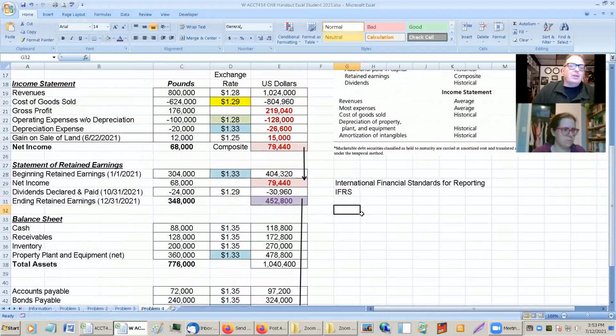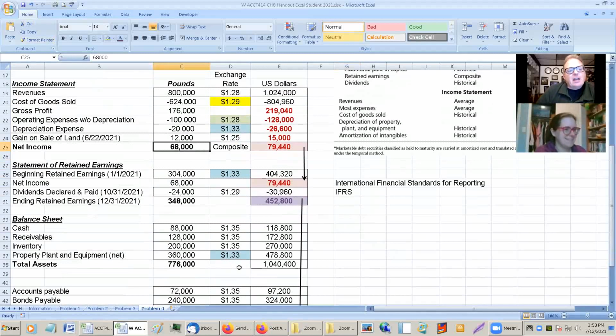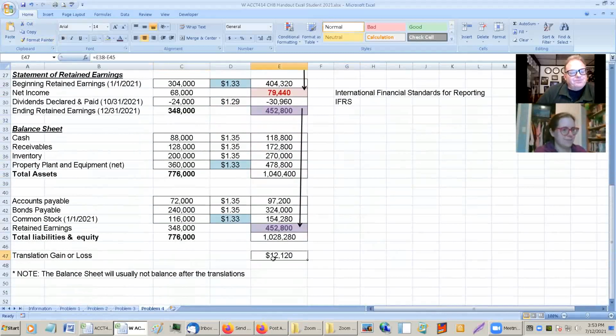You can have inventory using different methods, but in the United States, if you're using LIFO, you could translate these into LIFO. That would be even less fun than this. So, okay, well, those happen to come out pretty close to the same.